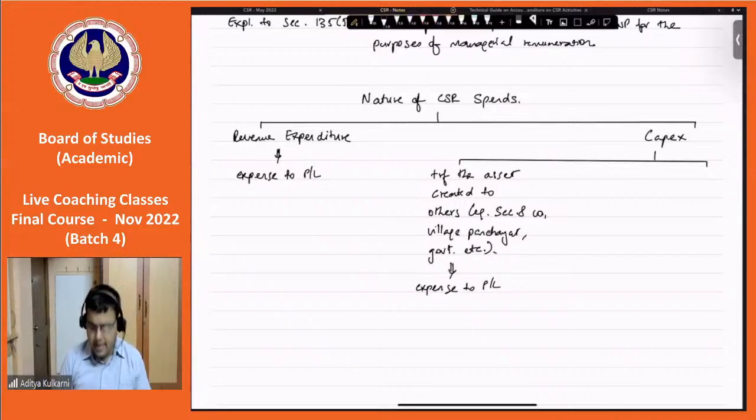See, for an asset, what is the definition? It should be a resource controlled by the entity. I'm not controlling the school building. I'm giving it to the village panchayat for it to control. And therefore, I am going to expense it to the P&L, even though I am incurring a capital expenditure.